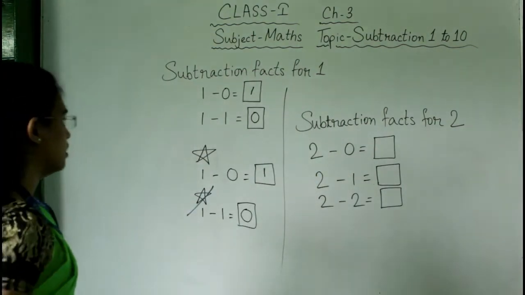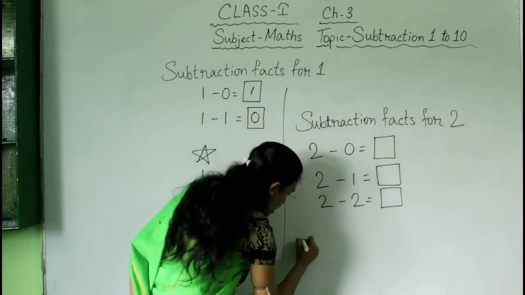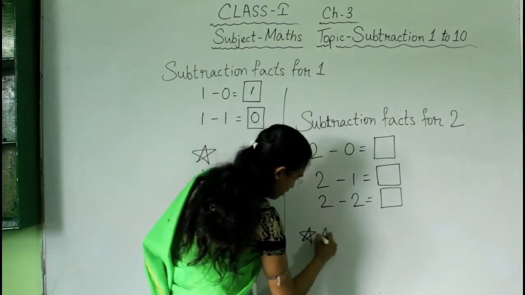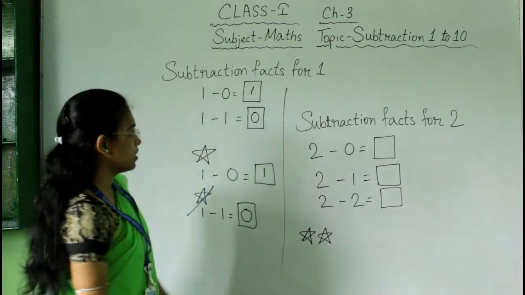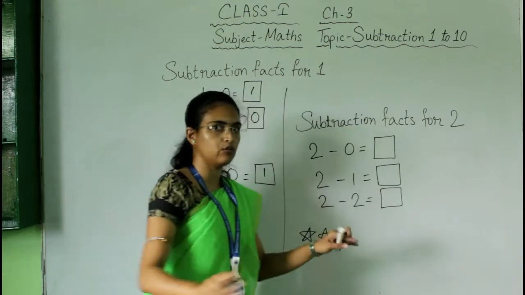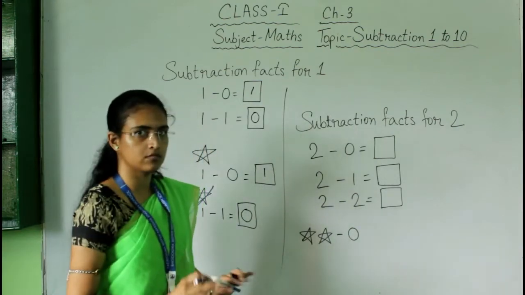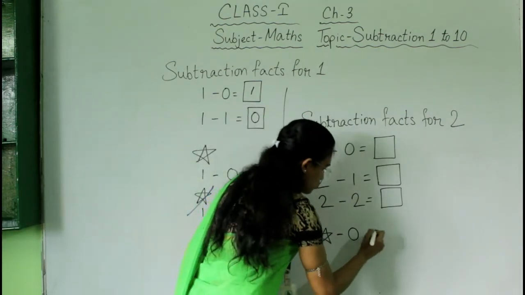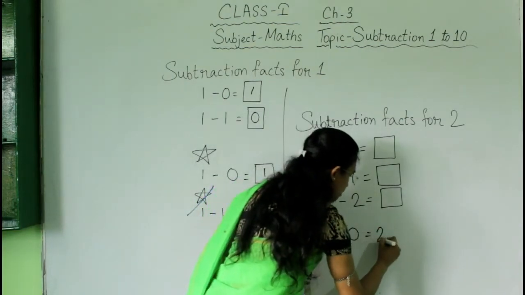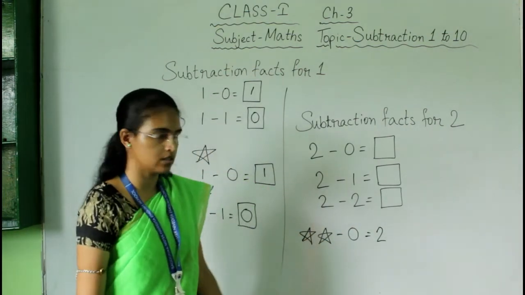For this, our first question is 2 minus 0. Now how many stars? 2 stars. I have 2 stars, and I have not given these 2 stars to anyone. That means I have given nothing. 0 means nothing. So how many stars do I have now? 1, 2. So I have 2 stars because I have given nothing. So I have those 2 stars, right?